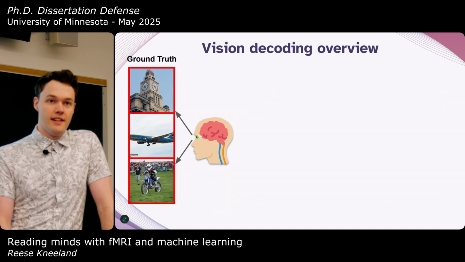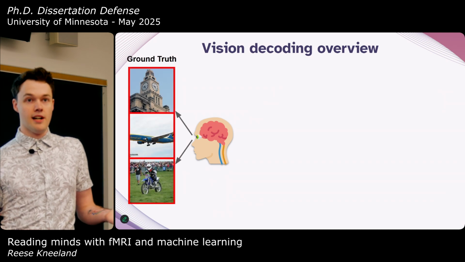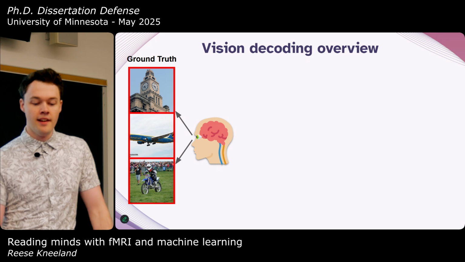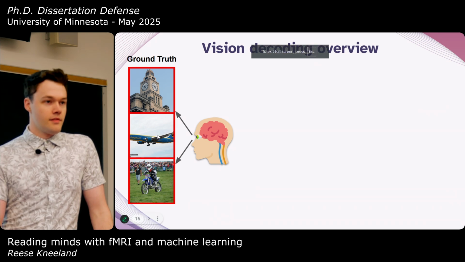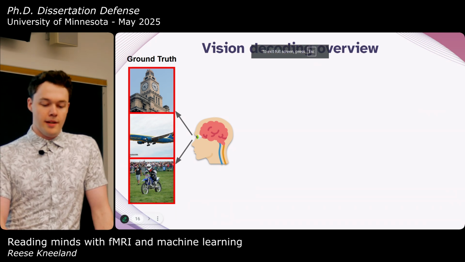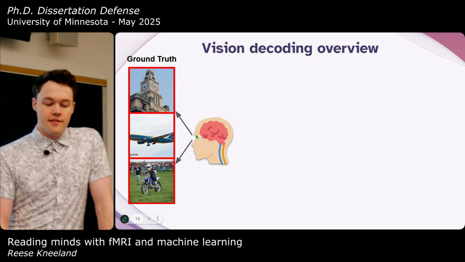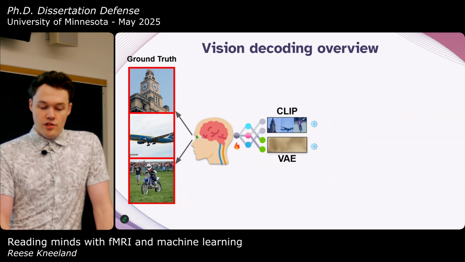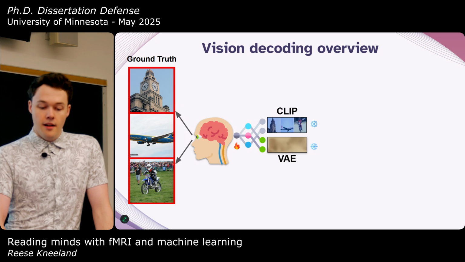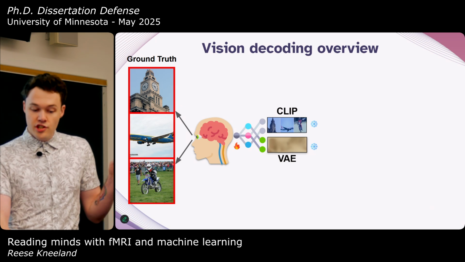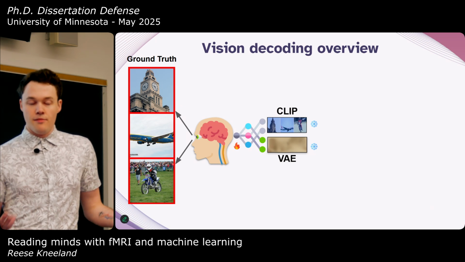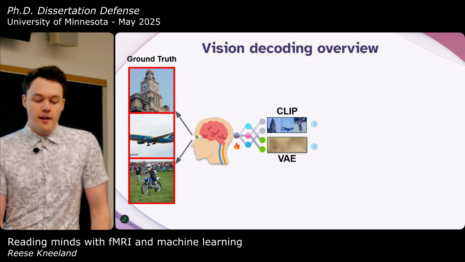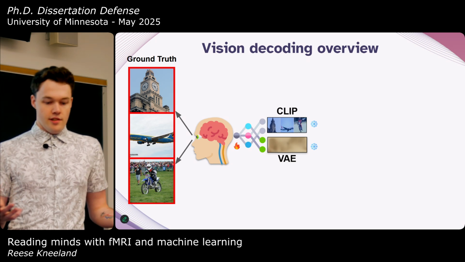To give some background on the methods we're going to build off of for scene image decoding, we can go through a typical decoding pipeline. First, we show a human a bunch of images under the scanner, as we said. We then train a neural network to map from their brain activity patterns to features, or embeddings, produced by a deep learning model that contain some information encoded about the image.